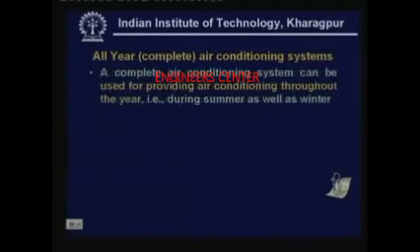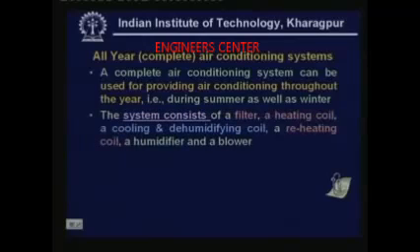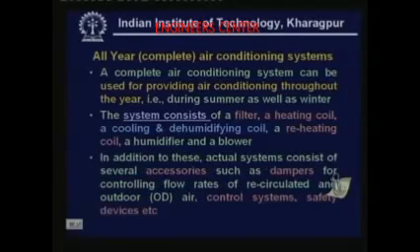Now, let us look at an all year or complete air conditioning system. A complete air conditioning system can be used for providing air conditioning throughout the year, that means during summer as well as winter. The system consists of a filter, a heating coil, a cooling and humidification coil, a reheating coil, a humidifier and a blower. In addition to these, actual systems consist of several accessories such as dampers for controlling flow rates of recirculated and outdoor air, control systems, safety devices, etc.